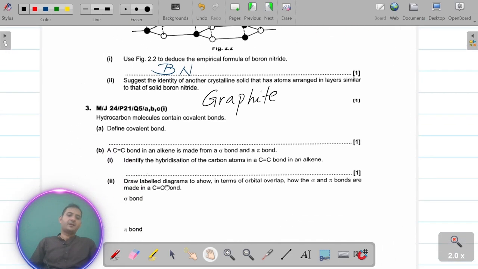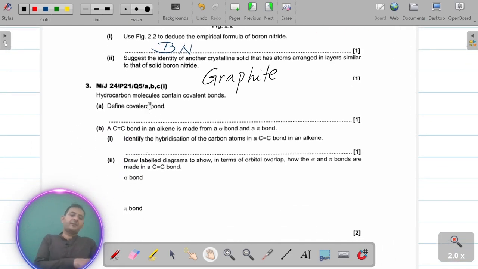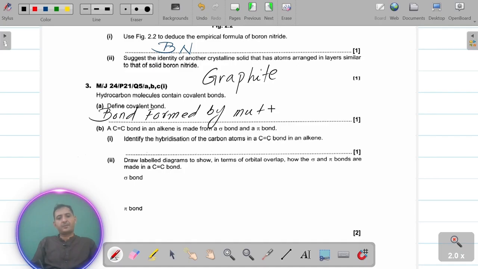Okay. Covalent bonding: a bond formed by mutual sharing of electrons between atoms.